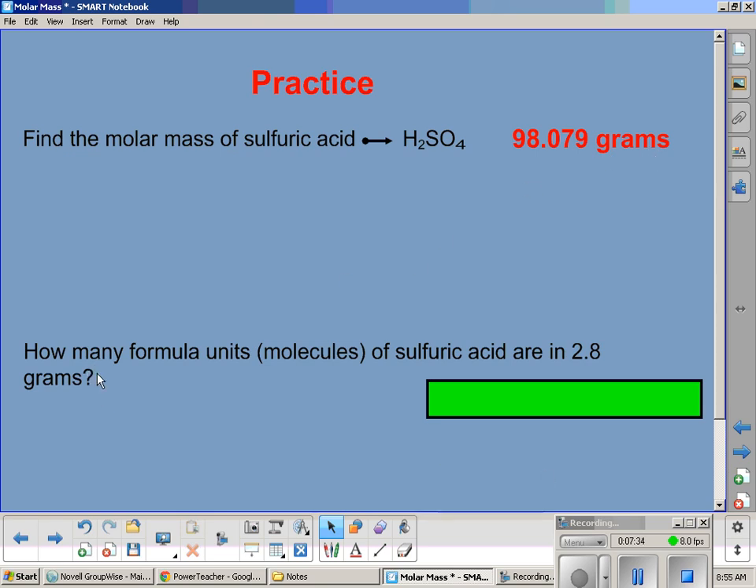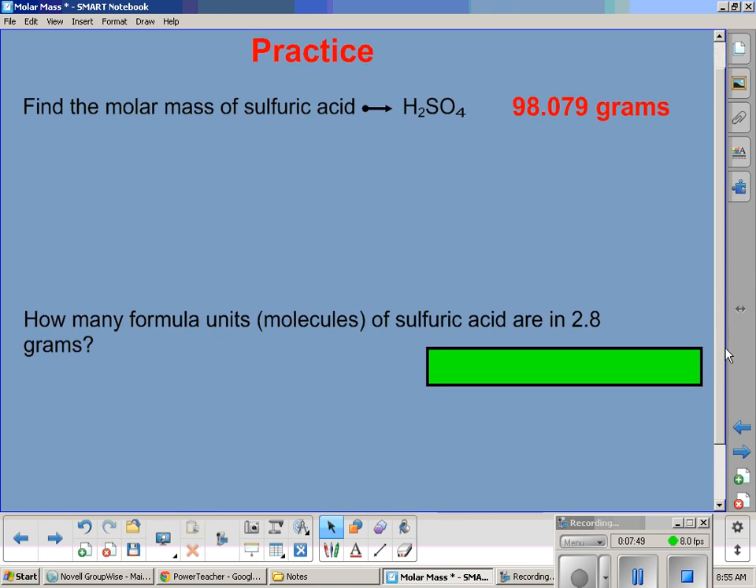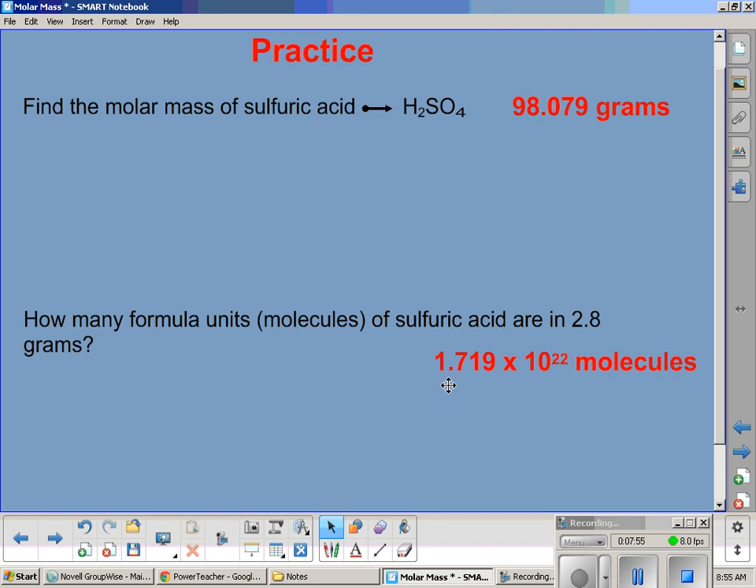And then if we plug that in to an equation here, if we're starting with 2.8 grams of sulfuric acid, we could convert that to molecules, how many molecules that is. And again, I'm going to let you work that out, because you should be able to do that now. And your answer should be right here, 1.719 times 10 to the 22nd molecules of sulfuric acid in 2.8 grams of the same.